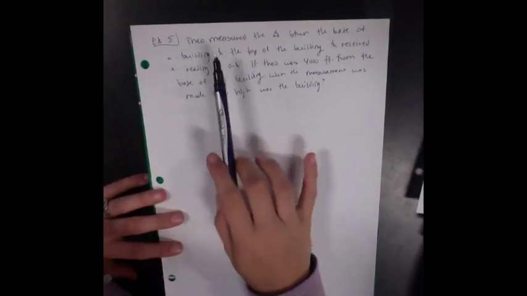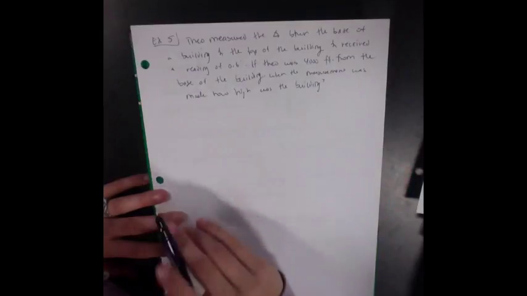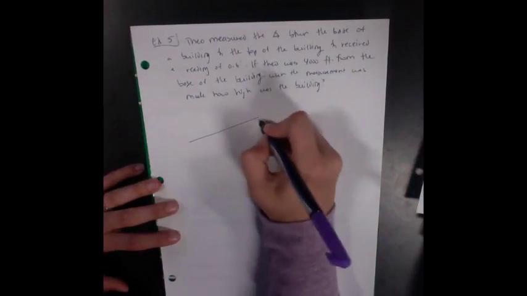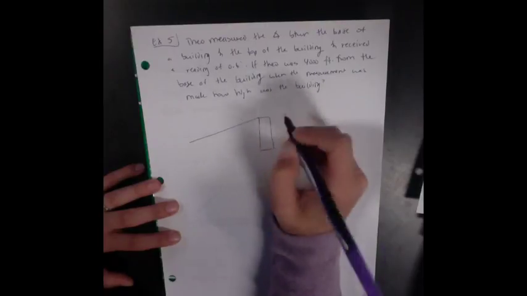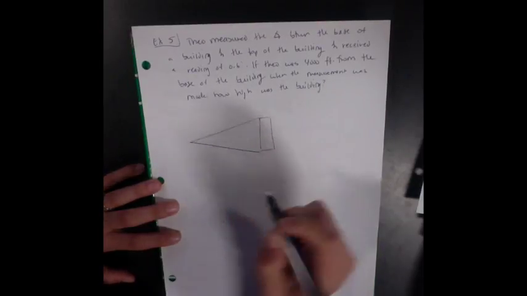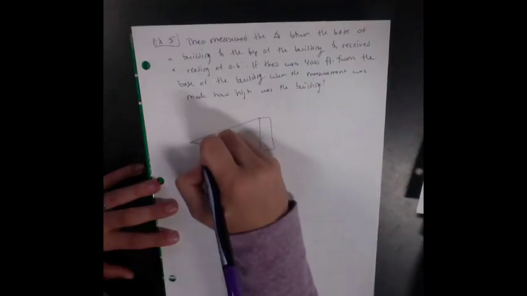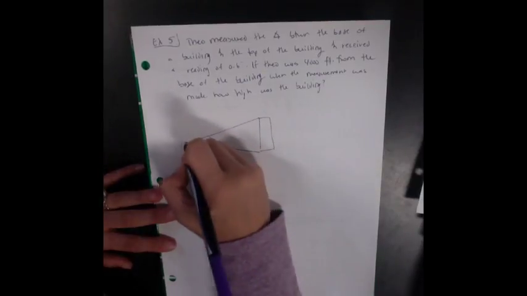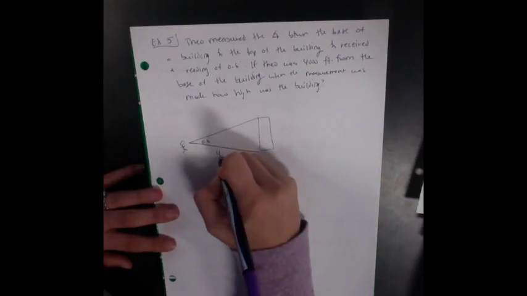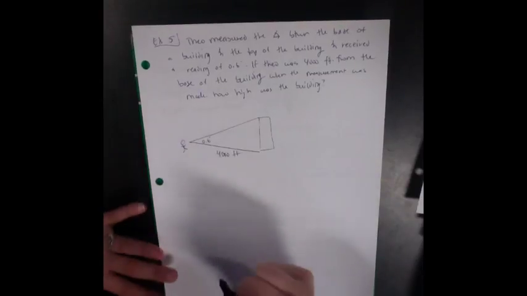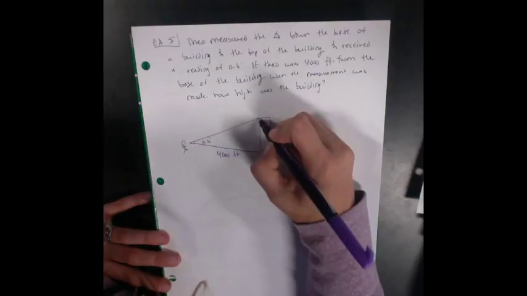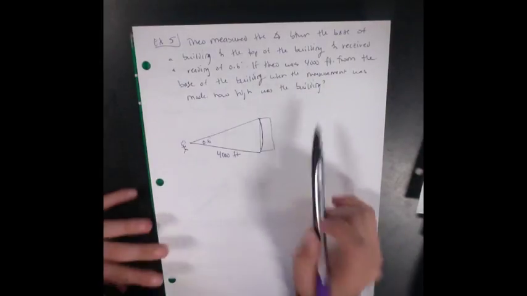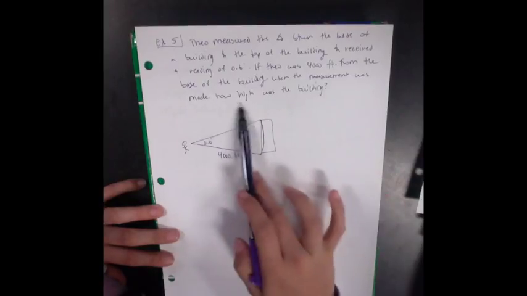Next example. Theo measured the angle between the base of a building and the top of the building. So this is my building. The angle from the base to the top is 0.6 degrees, and Theo was 4,000 feet from the base of the building. Now we're going to draw a really tiny little arc here, which is going to measure the height of the building.